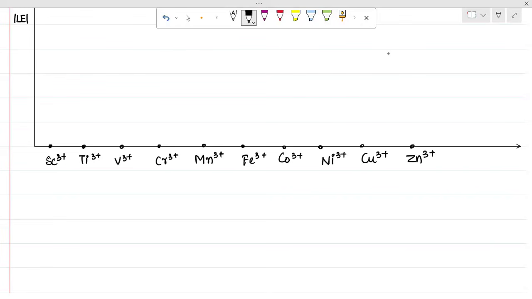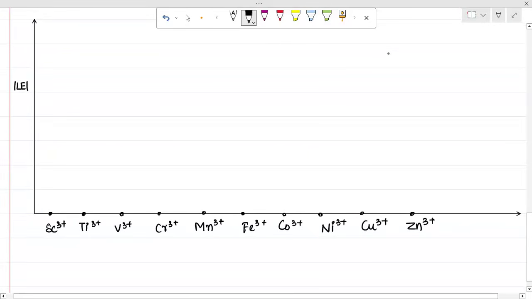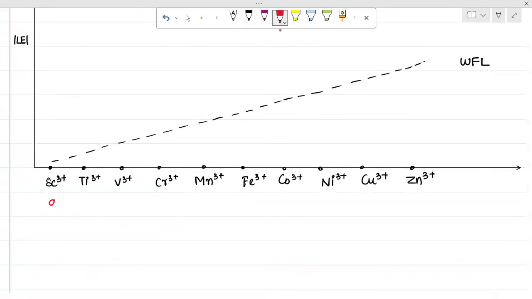Right. Okay. Now I want you to draw the trend when these metal complexes form octahedral complexes with a weak field ligand. What is it that you expect? You expect it to be linearly increasing because as you move from left to right, the size reduces. Lattice energy and size are inversely proportional. So you expect it to increase like this, but that is not the case. This is d0, this is d1, d2, d3, d4, d5, d6, d7, d8, and d9 is what you have.